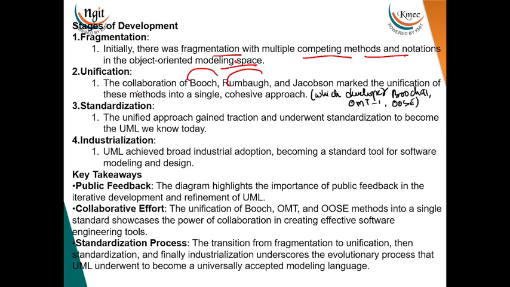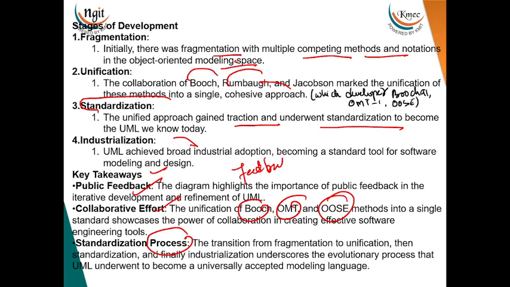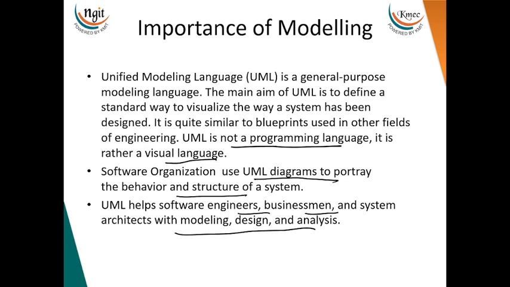Market unification of this method into a single cohesive approach. Then standardization came. The unification approach gained tracking and standardization. Then it is used for industrialization. Major takeaway: feedback and collaborative effort within Bosch, OMT and OS, a standardizing process. As I told you, feedback was a major takeaway, and then centralizing all collaboration made it into standardization. This was the part of this one.